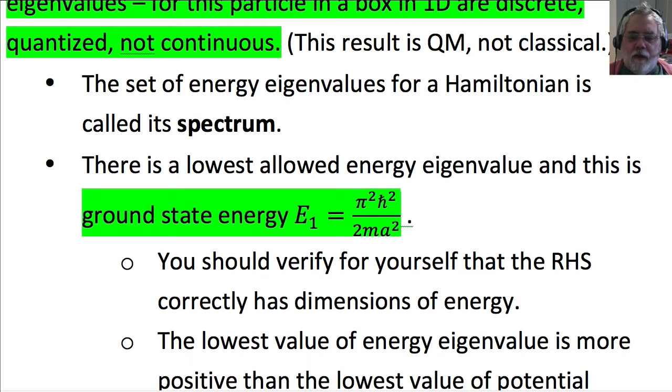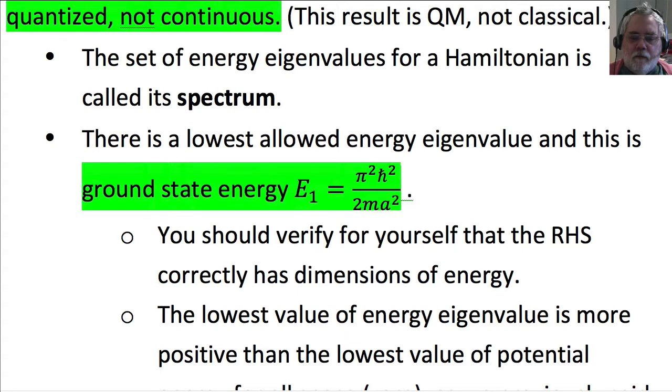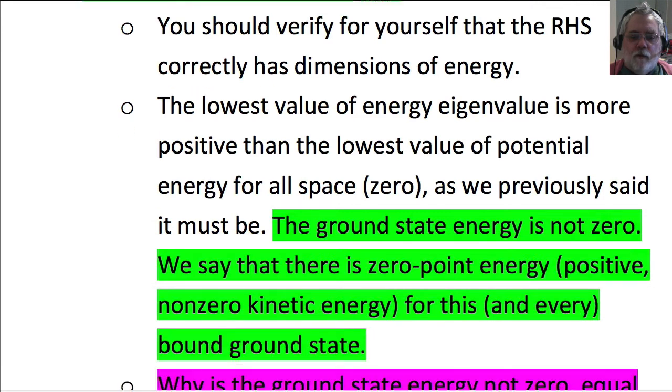The lowest value of energy eigenvalue is more positive than the lowest value of potential energy for all space, which was 0. As we previously said, it must be. The ground state energy is not 0. The potential energy is 0, but the ground state energy is not 0. We say that there is 0-point energy, positive non-zero kinetic energy, for this and every bound ground state.